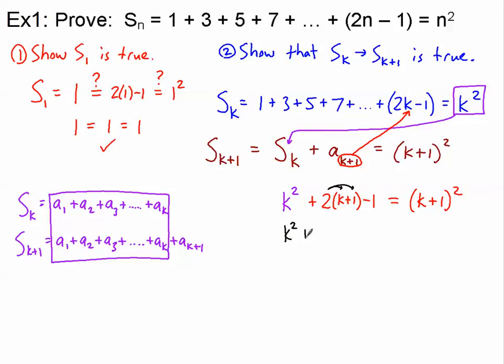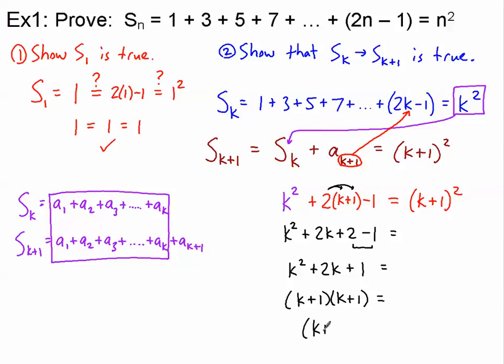Here we go, k squared plus 2k plus 2 if I distribute, and then minus 1. These are like terms, of course, so I get k squared plus 2k, and 2 minus 1 makes 1. And guess what? This will factor into k plus 1 times k plus 1, which is equal to k plus 1 quantity squared. And I proved it. That's it. Now, obviously, this is what I was talking about when the algebra comes in. This is where the algebra will be, figuring those things out.